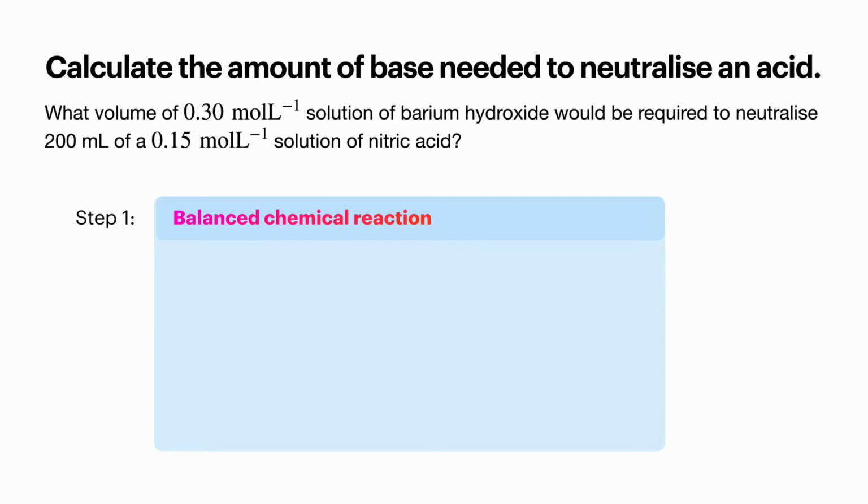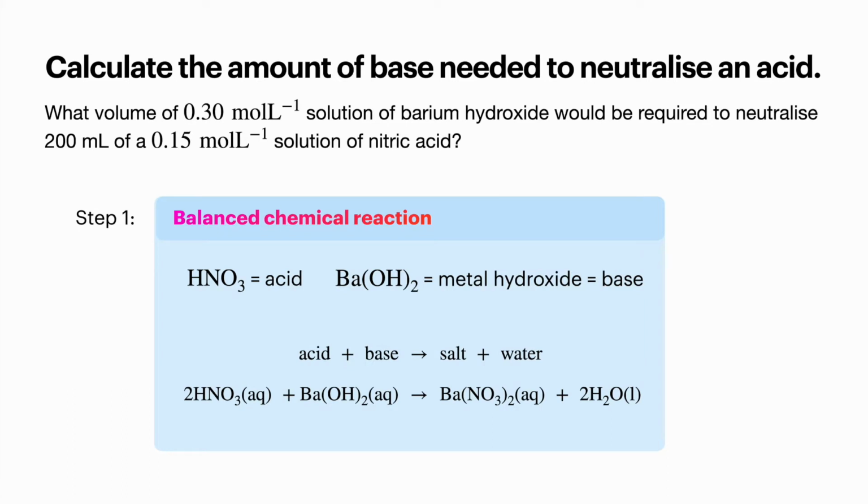The given reactants are nitric acid and barium hydroxide, which are acid and base respectively. And we know that when acid and base react, they lead to the formation of salt and water. Before proceeding to the next step, please double check that the chemical reaction is well balanced.